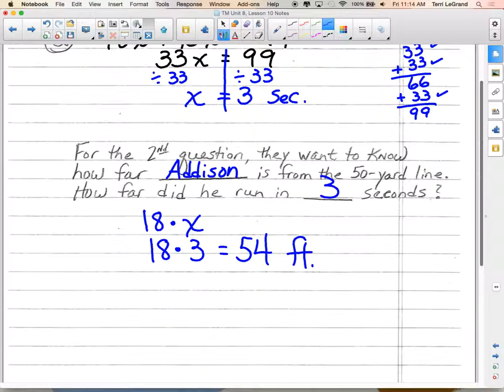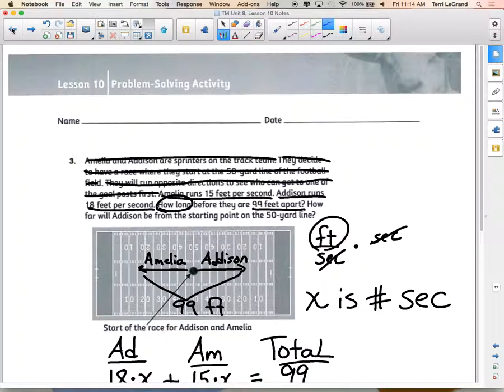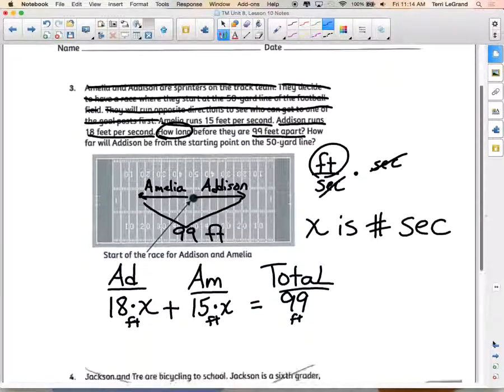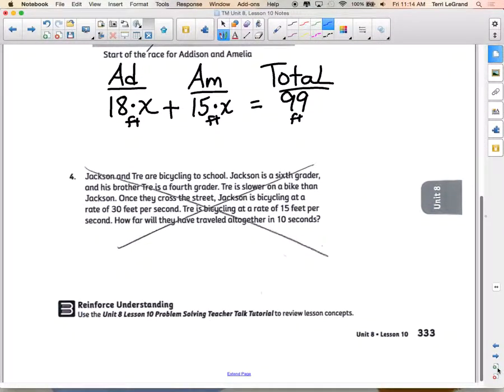So we'll go back to the problem page again, and we'll finish with our second sentence answer. Addison will be what? 54 feet from the 50-yard line. Okay, bonus points if you can tell me what yard line you're on.